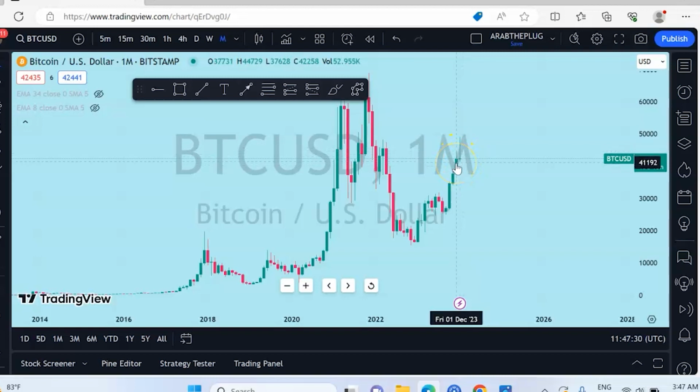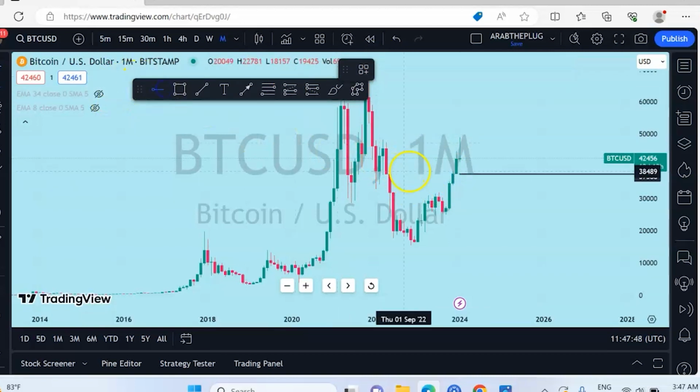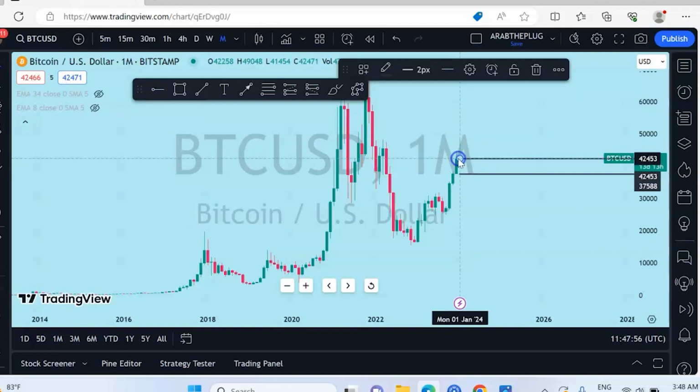Then the previous candle, the candle before it, says Friday 1st of December 2023, which means this is a monthly candle, and this candle represents the movement of Bitcoin within the month of December 2023. And if you look at it, you will see that it started here in December 2023 and it closed here on the 31st of December 2023. And the following candle, which is Wednesday 1st of November 2023, means this candle represents the movement of Bitcoin in the whole month of November 2023.